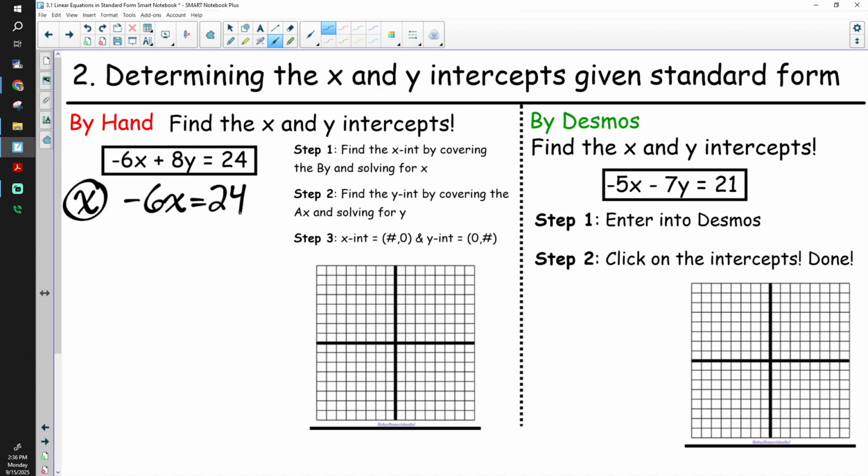Since the y value is going to be 0, we can just get rid of it. And we can solve to figure out what x is supposed to be. To solve this, all I do is divide by negative 6. So what's x going to be?